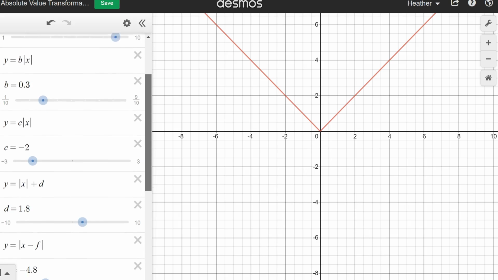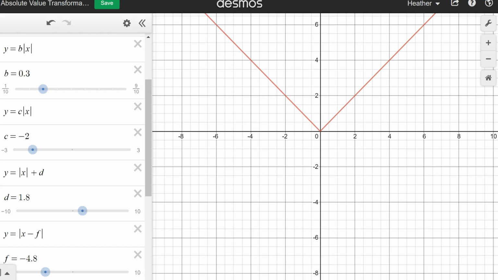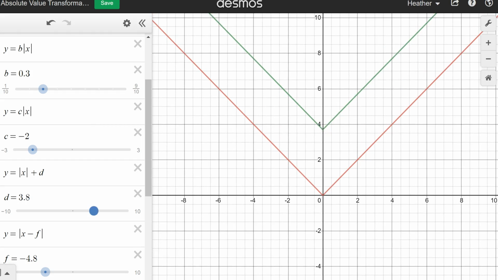Okay, next we're going to look at y equals the absolute value of x plus d. And d can be any number between -10 and 10 is how I've set it. Of course, it could really be any number, but I've just set it up to go from -10 to 10. So look what happens. As d gets bigger, the entire graph is just raised up higher. So that changes the height of the graph. It shifts the whole graph up that many units.